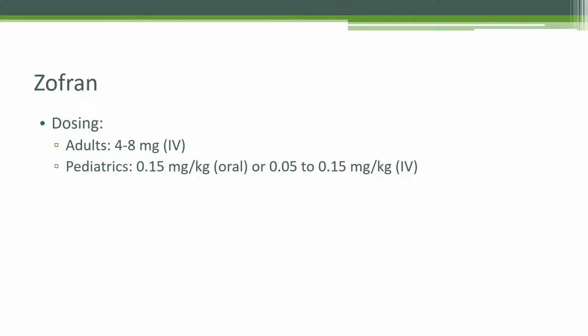The standard dose for the general population of adults is 4 to 8 milligrams IV over 2 to 5 minutes immediately before the induction of anesthesia. The standard doses for the pediatric population is 0.5 milligrams per kilogram for oral or 0.05 to 0.15 milligrams per kilogram for IV. It can also be given sublingually with an orally dissolving tablet, as a liquid, or as a soluble film. Its oral bioavailability is about 60%.